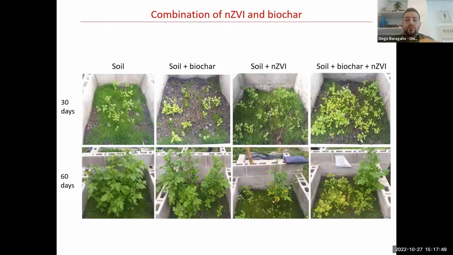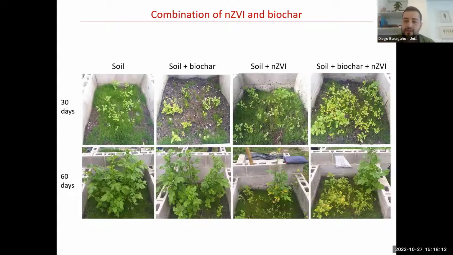Sorry, it was the opposite. First we add the biochar, and then we add the nano iron, because the biochar particles were increasing the volume of the soil, and it was favoring the mixing of the nano iron later. And as you can see, the nano iron decreased the amount of plants that were growing in our plots.